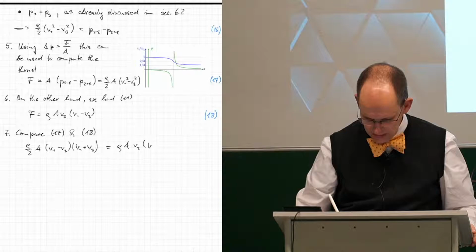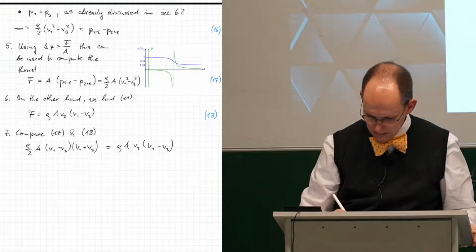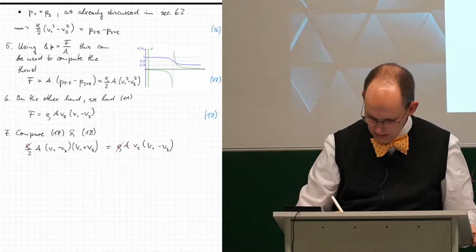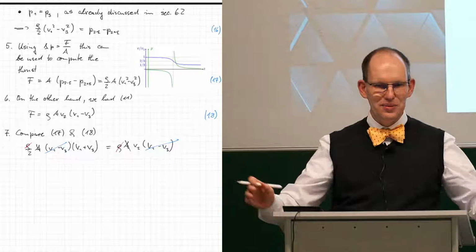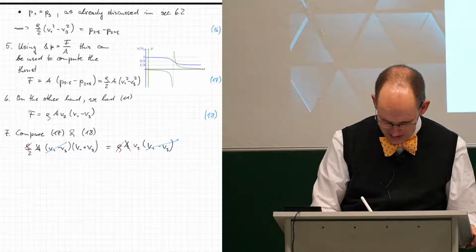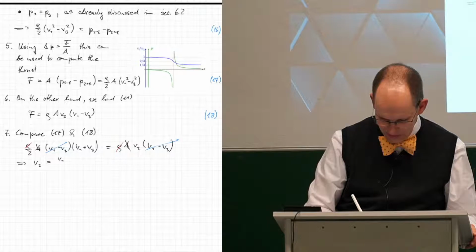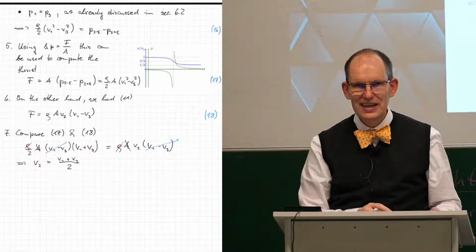Well, and now a few things can be cancelled here. Something like this, and most importantly, this one here. And now you see that we have exactly what we promised, namely that V2 is equal to (V1 plus V3) divided by 2. Good.